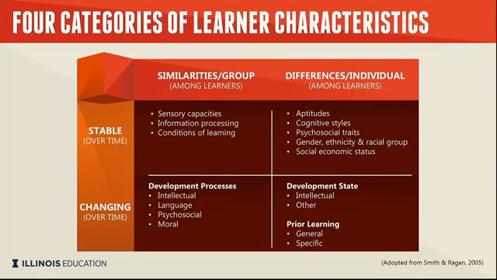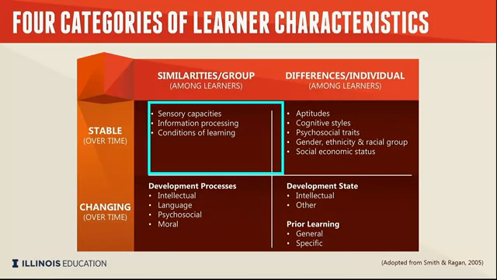First combination would be similarities within the group that are relatively stable. So their sensory capabilities, their preference to process information, their conditions for learning. So those are three characteristics you can relatively see as they are stable within the group of learners.